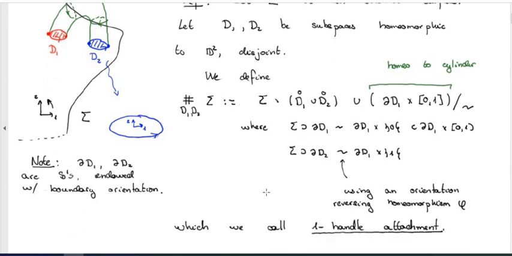And okay, that's the construction, and we call this a one-handle attachment to sigma along D1 and D2. All right.